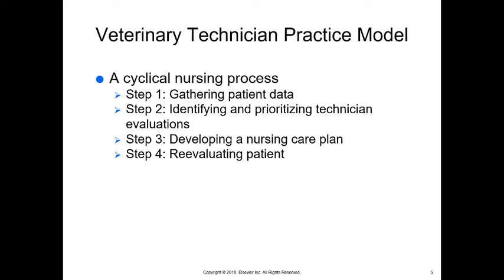Step 1 is gathering patient data. So first of all, in order to make a good decision about what is going on with a patient and what we need to do in order to make the patient feel better, we need to get data. And we've talked about different ways that we get samples from patients: blood, urine, feces, doing a physical exam, those kinds of things. And that's all data. Remember, that's objective material that we can use to make decisions.